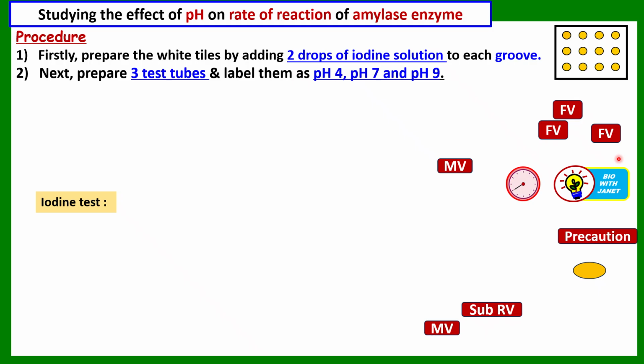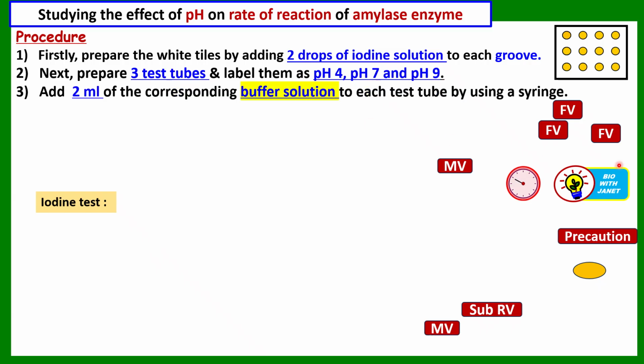Use a sticker label and a marker pen to write down pH 4, and on another label pH 7, another one pH 9. Then stick them separately on the 3 test tubes. Next, add 2 ml of the corresponding buffer solution to each test tube by using a syringe. For example, for the test tube labelled pH 4, you add 2 ml of the buffer solution at pH 4 to that test tube, and so forth.